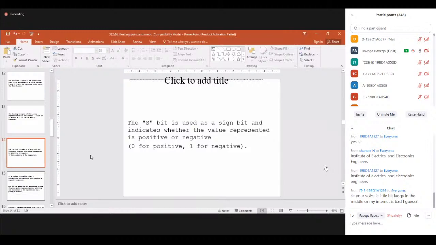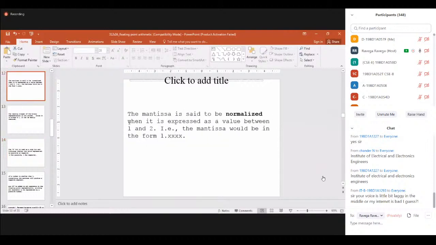Yes, then what is S? The S bit is used as a sign bit and indicates whether the value represented is positive or negative. In the previous classes, you have seen what is a negative number and what is a positive number. I think previously Spandana madam explained it to you already. So where are you going for a 0, and where are you going for a 1? If it is positive, what sign are we going to use? If it is negative, what sign are we going to use?